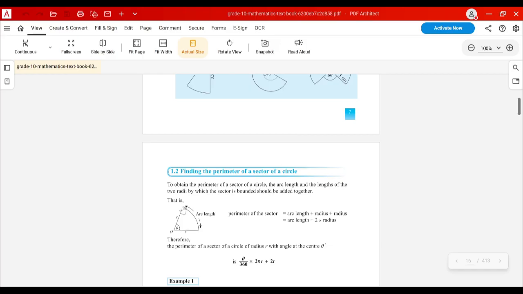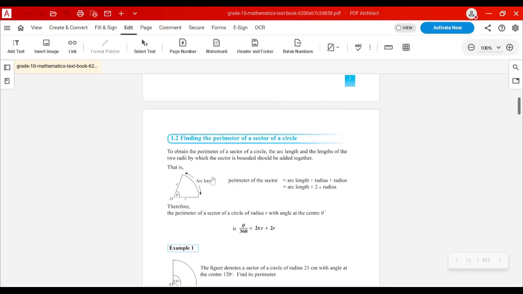For example, you can see that to obtain the perimeter of a sector of a circle, the arc length and the length of the two radii by which the sector is bounded should be added together. As you can see in this given sector here, there is an arc length and two radii, one radius here and one radius here, right? So how do you calculate them? Simply, we know perimeter means you have to add all the outer lines of a figure, right?